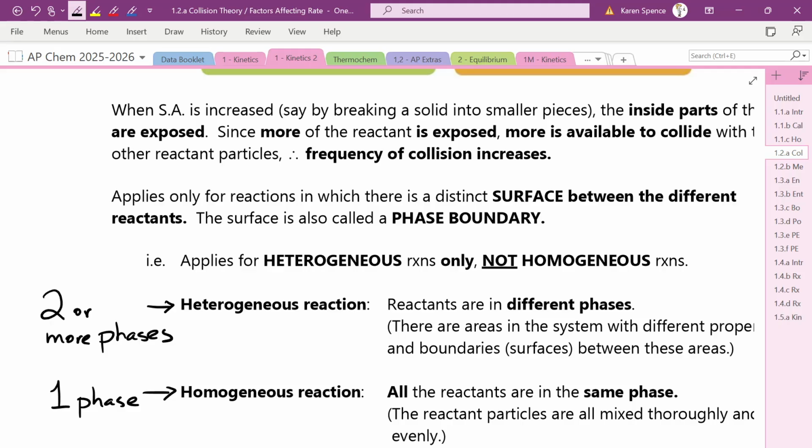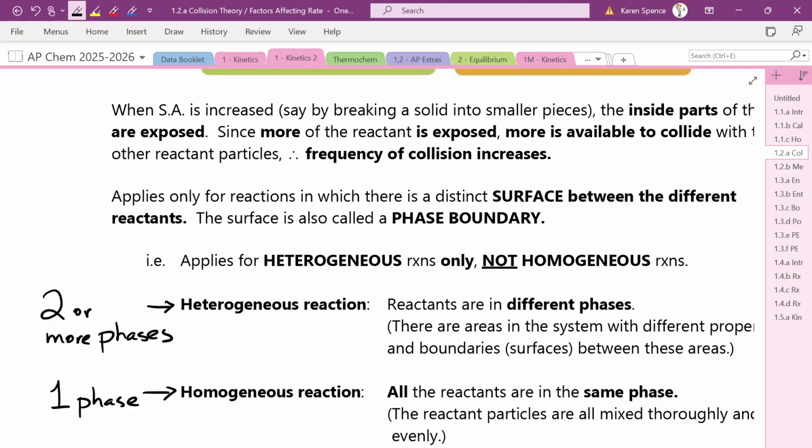If I had a couple of aqueous ions and I poured them in there, can I increase the surface area between the ion A and ion B? No, there's no surface between them. They're all in the water. If I had some acid and I threw in a chunk of solid zinc, is there a surface between the acid and the zinc? Yeah, right? This has a surface.